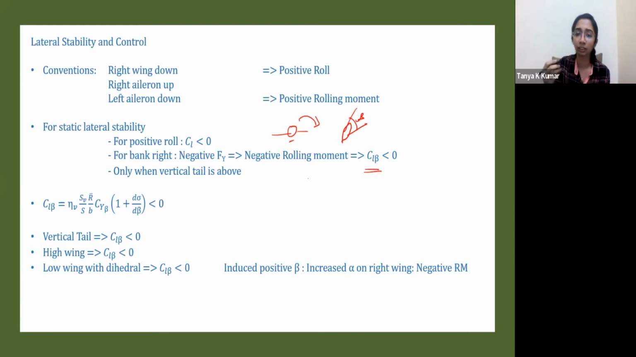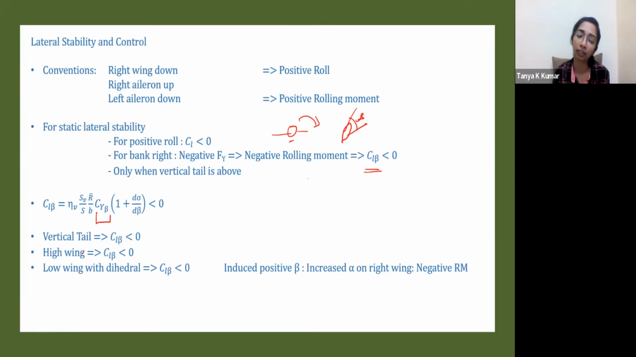Again, the Fy force is produced on the vertical tail, which is placed above the fuselage. Hence, it produces a restoring rolling moment. If this vertical tail were placed below the fuselage, it would produce the reverse moment, which is not stabilizing. This is one of the reasons why the vertical tail is placed above the fuselage. Now, the expression for CL beta, similar to the previous case, is given here. We know that it should be less than 0. It is less than 0 because CY beta is less than 0. All the other terms are positive.